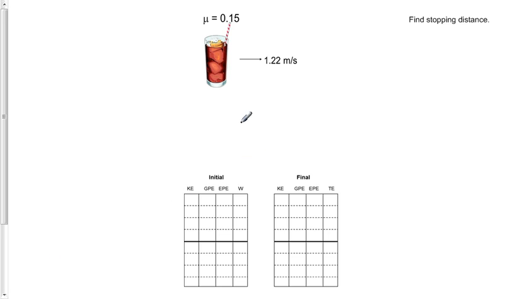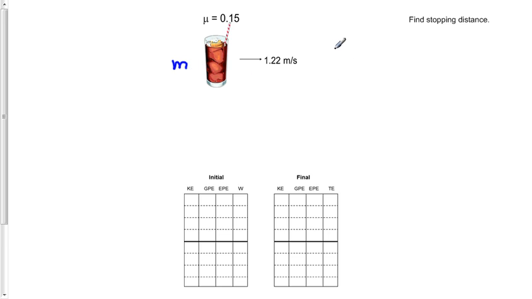Okay, now we have a glass of iced tea sliding on a horizontal surface. It starts off at 1.22 meters per second, and our job is to find the stopping distance for this. Now we have a coefficient of friction of 0.15 that gives us an indication that friction will be the force stopping it. I realize I don't have a mass given for this, so probably I don't need a mass. So I'm going to put M right there.